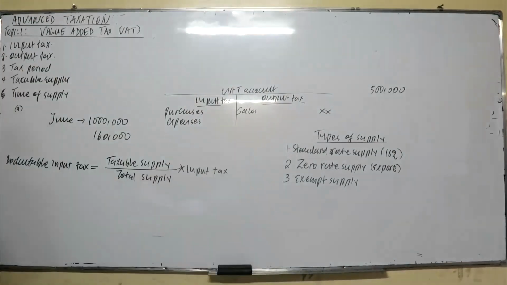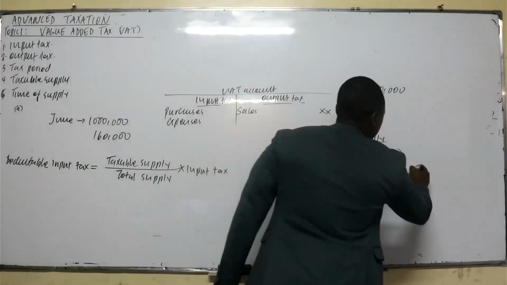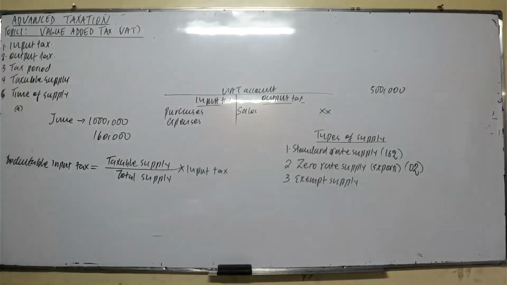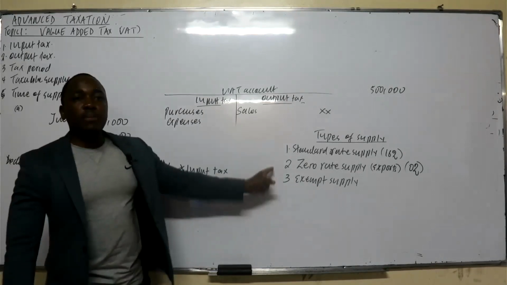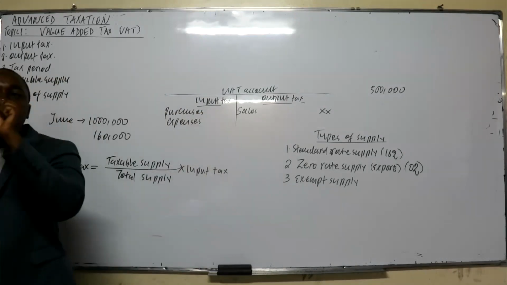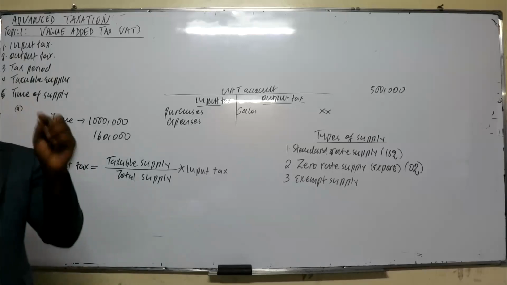Write them: number one, the standard rate supply at 16%. Then we have zero rate supply at 0%, and then we have exempt supply, and those are supplies which are not vatable, like firearms. Also, we have medical supplies, first aid kits, all that. Now, if the company makes all the three types of supply, you cannot claim everything, the input tax. In that case, the input tax shall be restricted. And how shall it be restricted? In proportion.